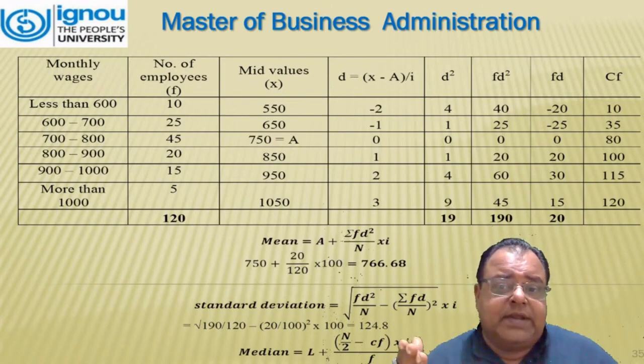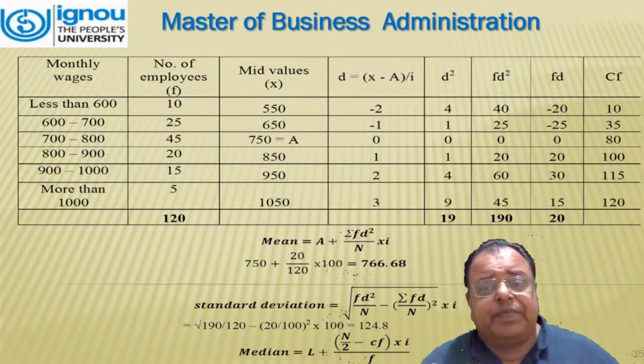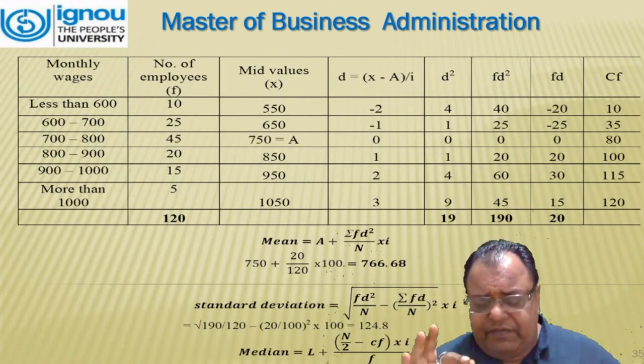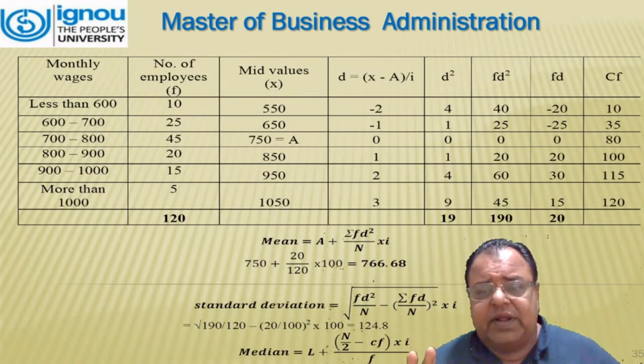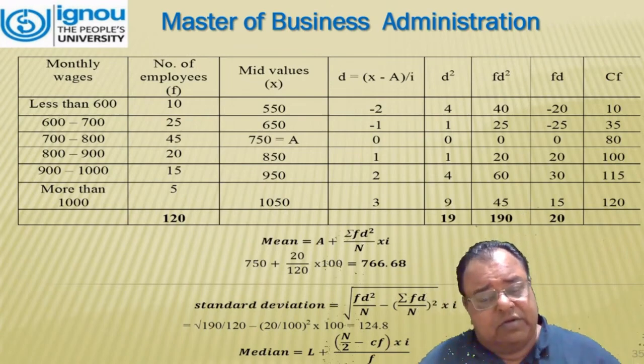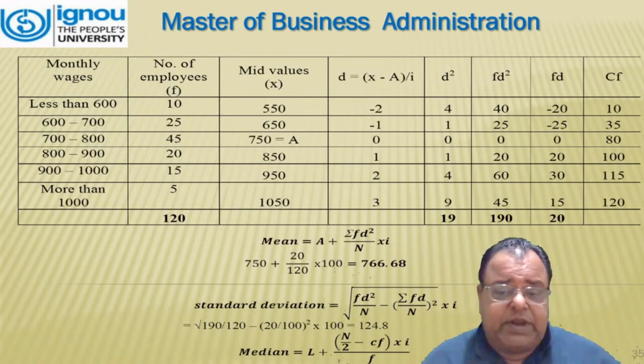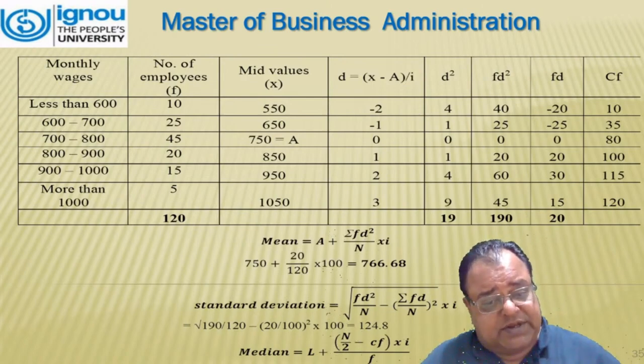So we will be replacing it in the column of d equal to x minus a by i. The simplest method is: in the row in which you have assumed a, straight away write 0, and above it write -1, -2, and below it write 1, 2, 3. You have to calculate d square, fd square, fd and cumulative frequency. After getting all these values, you have to sum up except for the cumulative frequency. Mean is a plus summation fd upon n into i. Substituting the values, you will get 766.6.